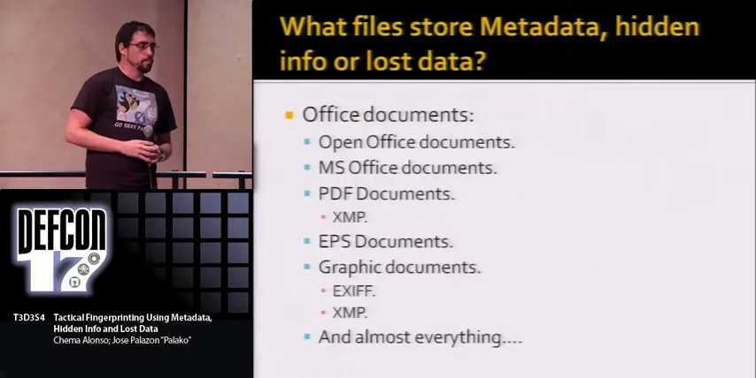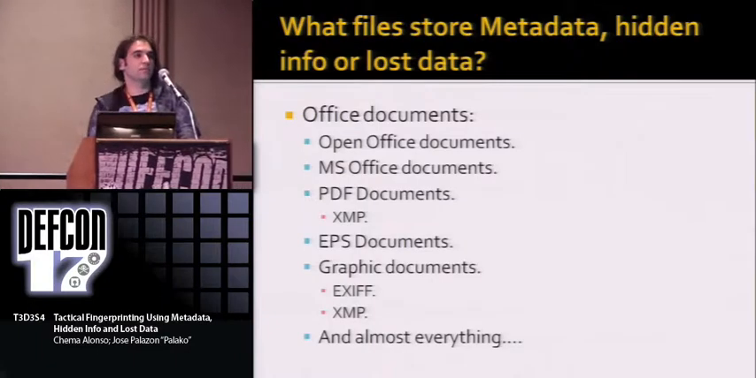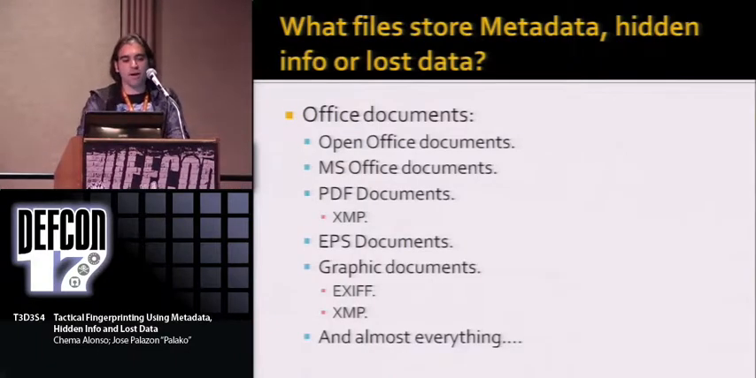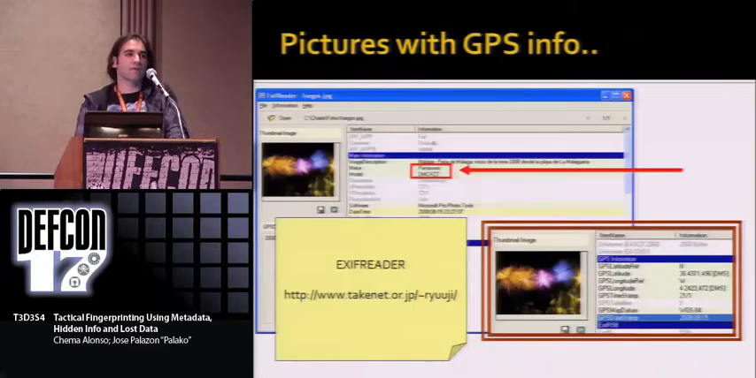Well, in the end, all kinds of files store metadata. You can extract metadata and hidden info from Microsoft Office documents, of course, but also from OpenOffice documents, from PDF, from EPS, from graphic documents, looking into the XMP or EXIF information, and almost everything. In this example, this is a picture with GPS data, but in a picture with EXIF information, you can discover the device with which this picture has been taken, the software using this mobile to create the picture, and even the date when the picture was taken.